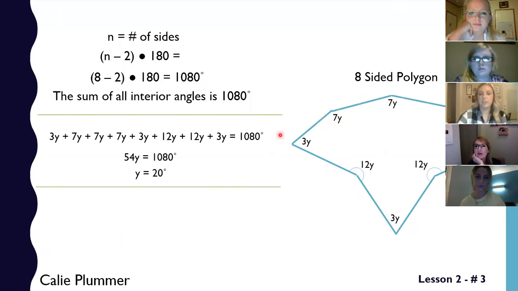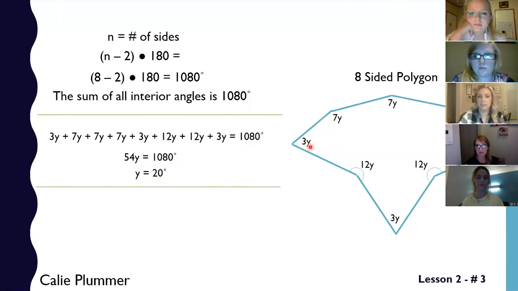Since each interior angle has its own multiplier label, whatever we find for the y value, we're going to multiply this one by 3. We're going to add them all together to see how many y's we get that we need to divide by. We know that they all together equal 1,080. So we would get 54y equals 1,080 degrees. In order to find the value of y, we divide both sides by 54, and we get y equals 20 degrees.